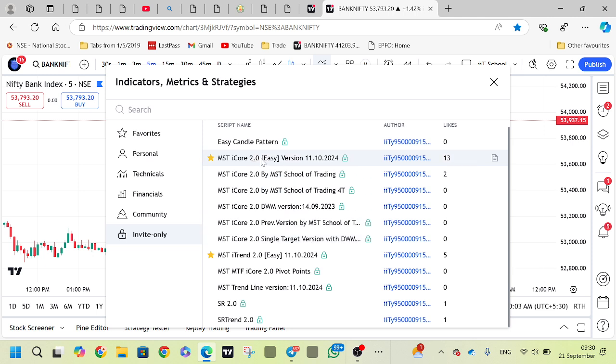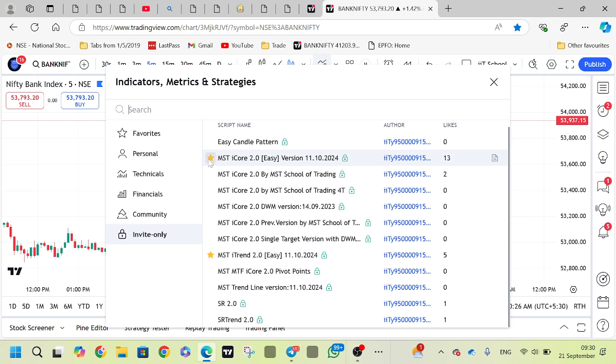So that is MST iCore 2.0 easy version 11/10/2024. This is the futuristic date we have given, so up to that we will be giving some more updates if required. And this will be iTrend 2.0. This is given only to those people who have taken our lifetime subscription without any discount.